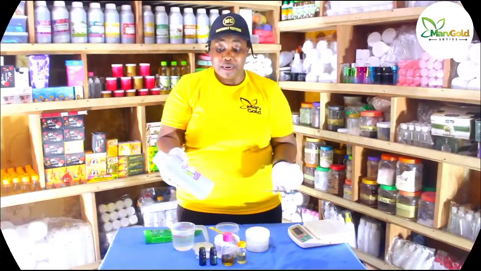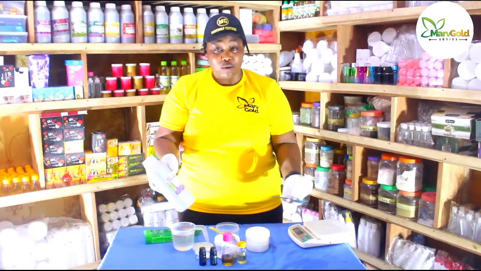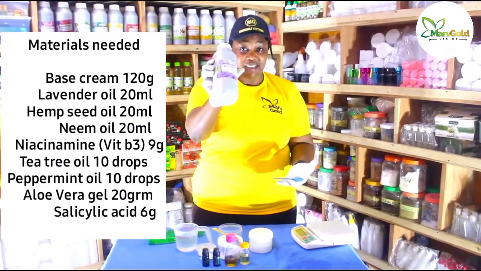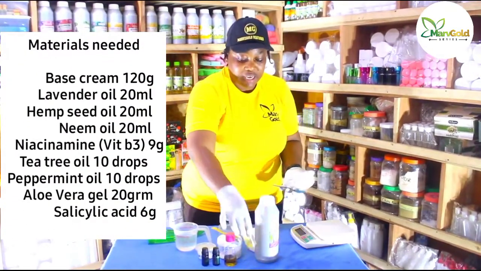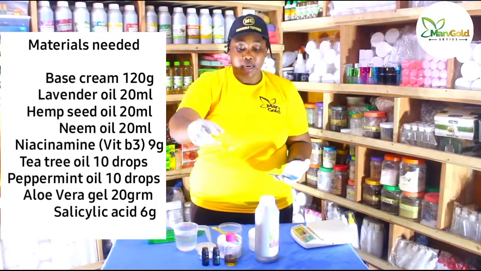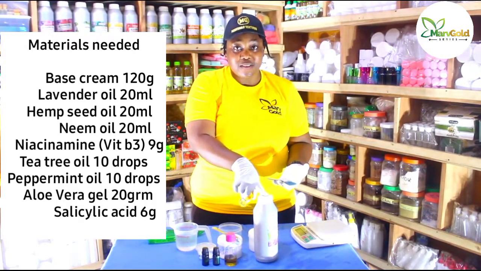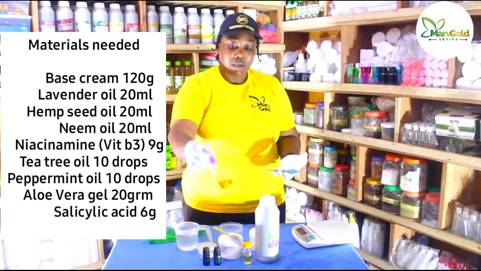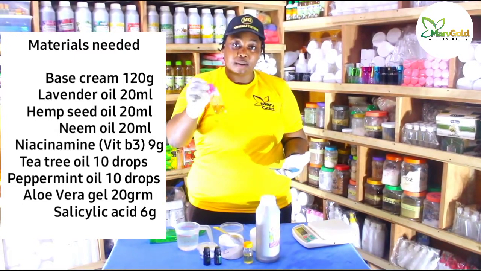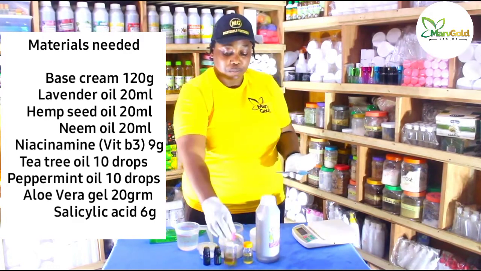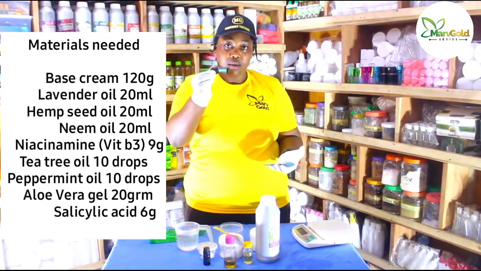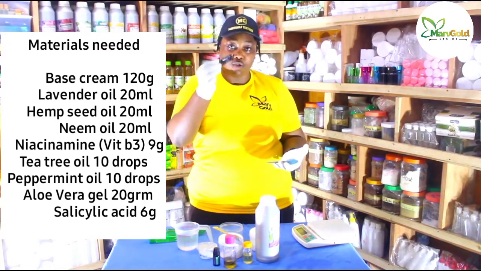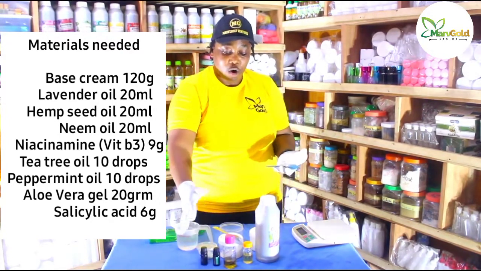I like to pour in chemicals because this is an organic production. So we'll be using our lavender essential oil and our hemp seed oil. The lavender essential oil will be 20 ml. The hemp seed oil will be 20 ml. The neem oil will be 20 ml. Our peppermint oil will be 10 drops, and our tea tree oil will also be 10 drops. Now these are the oils we'll be using.